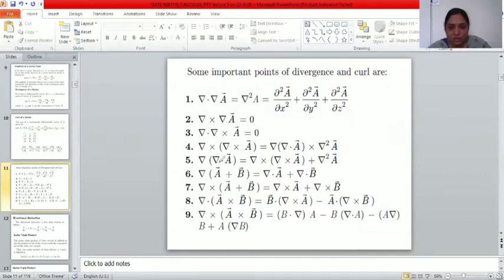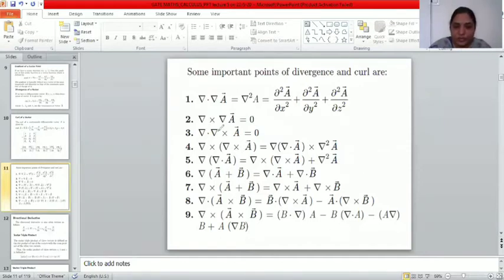Next, del into del dot a bar. From the previous one we can obtain del into del dot a bar is del cross del cross a bar, here it is minus, so it goes to that side, so that it will be plus del square of a bar.